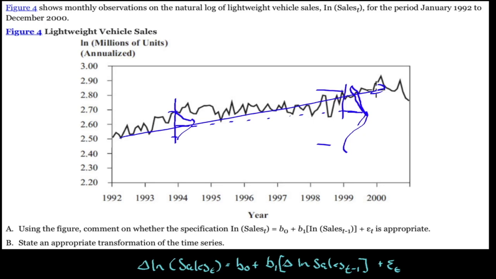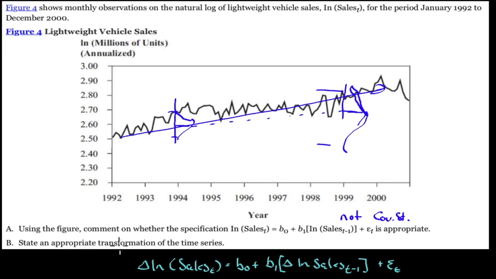So we cannot go to an AR1 model with this problem. We're going to have to do something. So A says, using the figure, comment on whether the specification as follows is appropriate. No, it's not appropriate. That's exactly what we have here. This is not covariant stationary. So we can say that it is not covariant stationary.